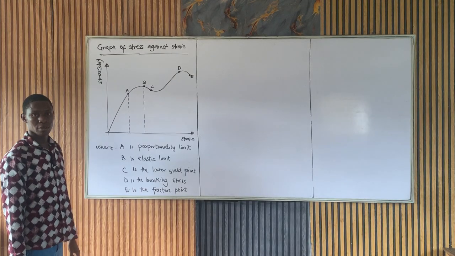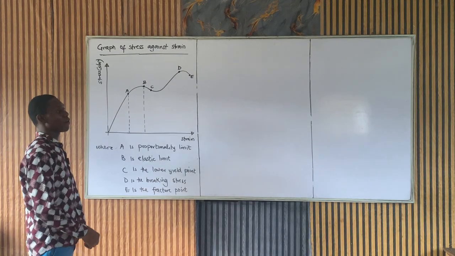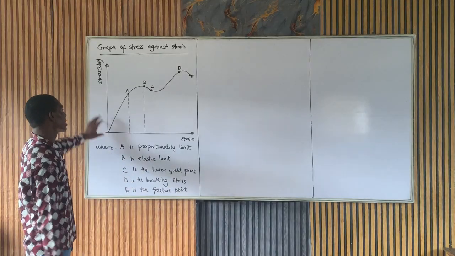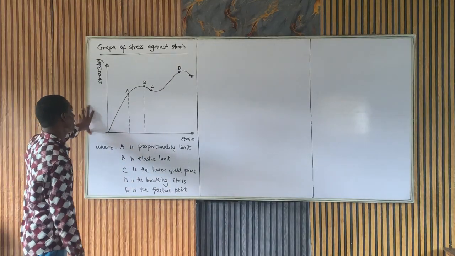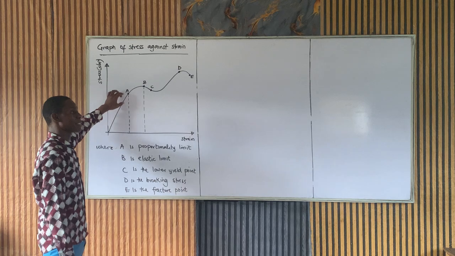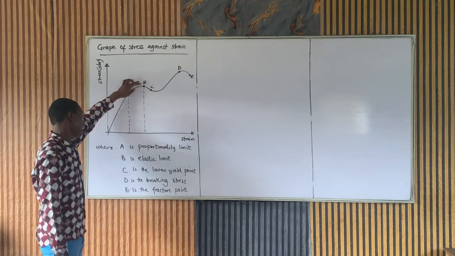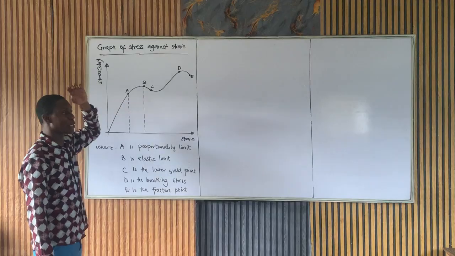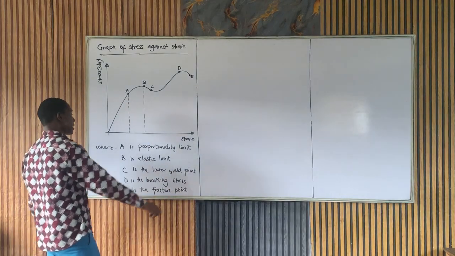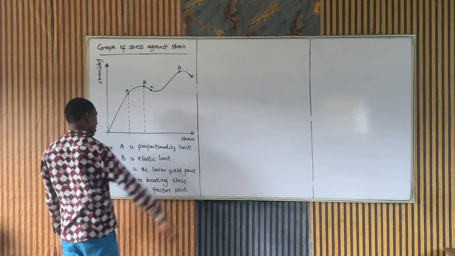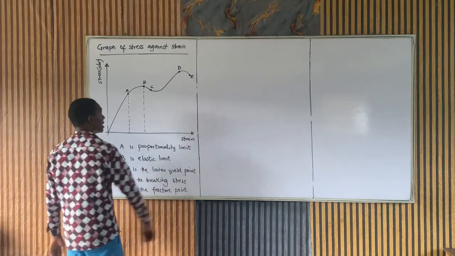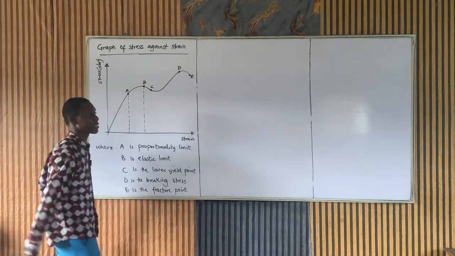Now, the graph of stress against strain. So this is the graph of stress against strain. A is the proportionality limit. B is the elastic limit. C is the yield point or lower yield point. D is the ultimate stress or breaking stress. And E is the fracture point.